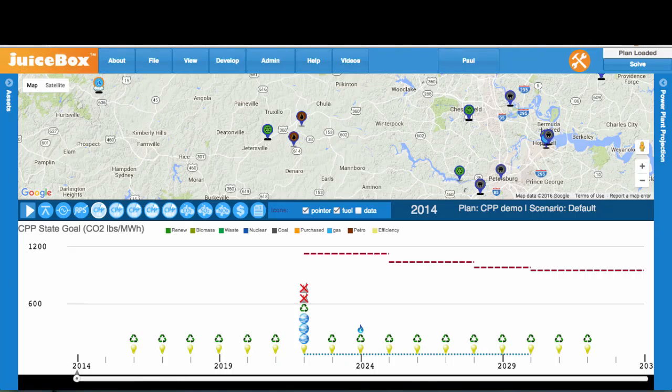EPA's Clean Power Plan rule requires that states develop plans to reduce carbon dioxide emissions from power plants. Emission limits are assigned using either a rate-based or mass-based compliance pathway. In this video, we'll look at both rate and mass-based emission standards.